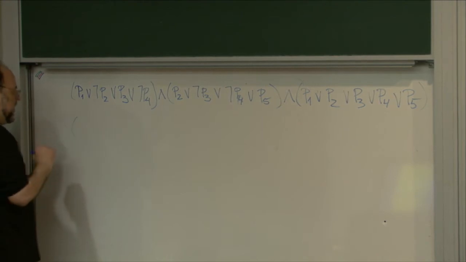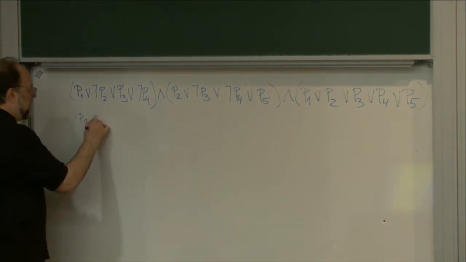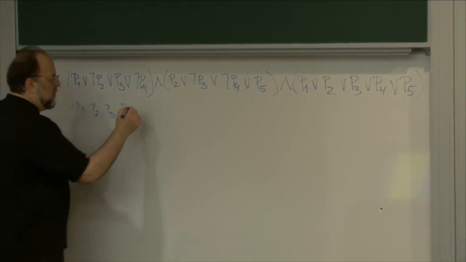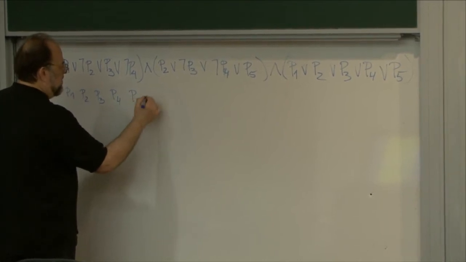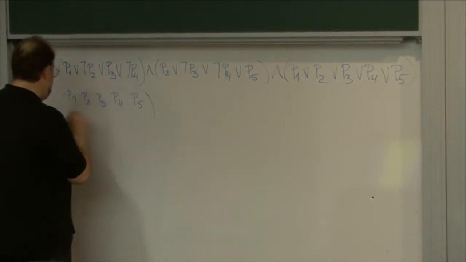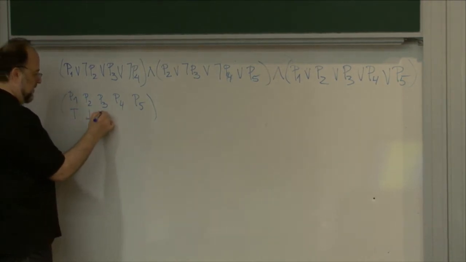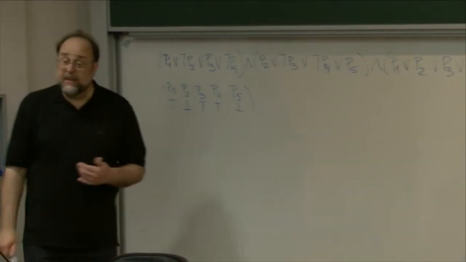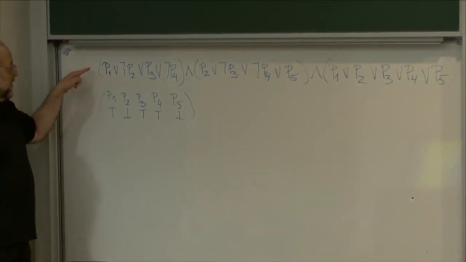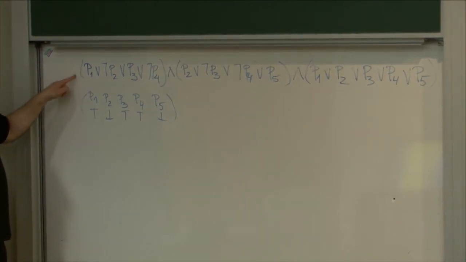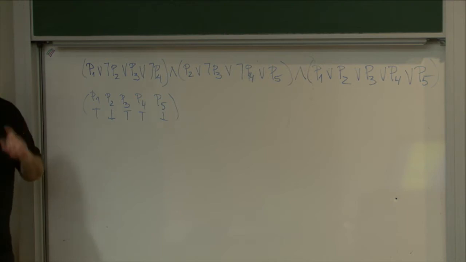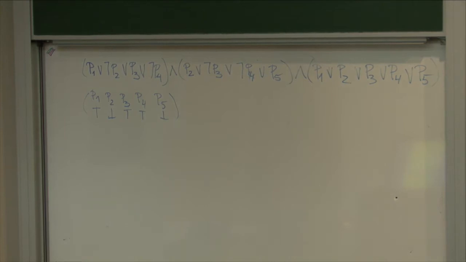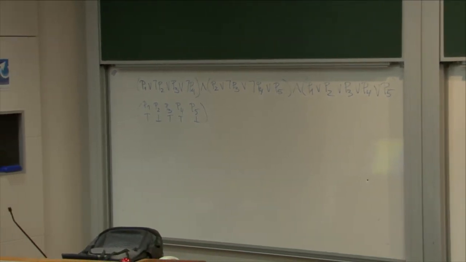And then I give you also for all of these letters, P1, P2, P3, P4, P5, I guess that's about it. And I tell you this one is true, this one is false, this one is true, and this is false. Can you find out whether this formula is true or false under this assignment in polynomial time? Yes. How would you do it? Because if it's not possible, you won't teach us.